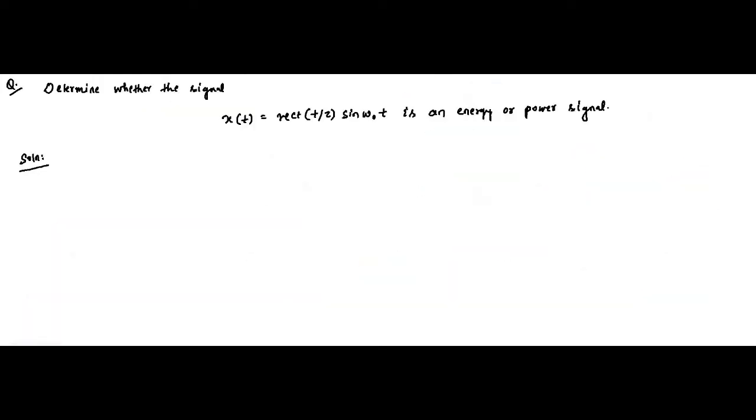Hello friends, so here is another question on energy and power signals, and we have to determine whether the signal x(t), which is the product of the rectangular pulse function rect(t/tau) and a sinusoidal signal with angular frequency omega 0, sin(omega 0 t), is an energy signal or power signal.